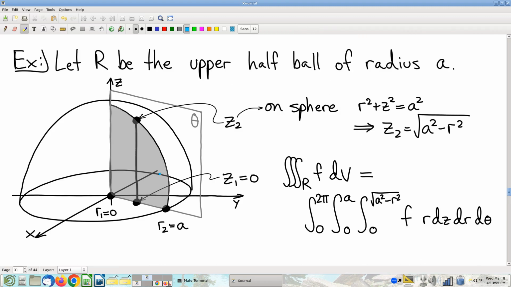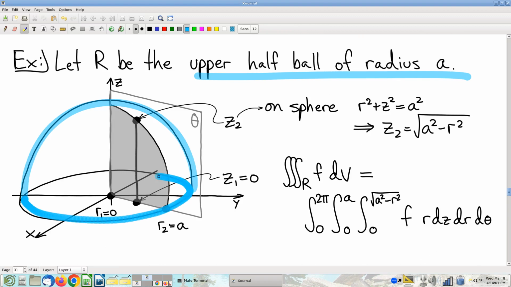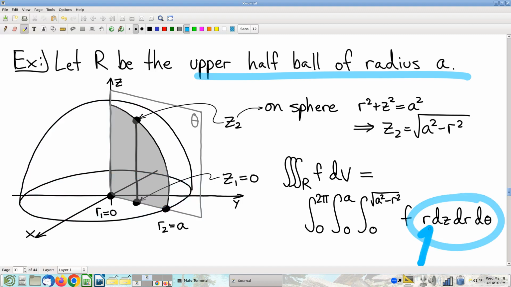Okay. All right. Example: upper half ball, radius a. There's my domain. Let's slice this up in cylindrical coordinates. Notice there's my stretching factor. I've already not forgotten it. Just writing this down right here is worth points. So I'm on the board already, right?